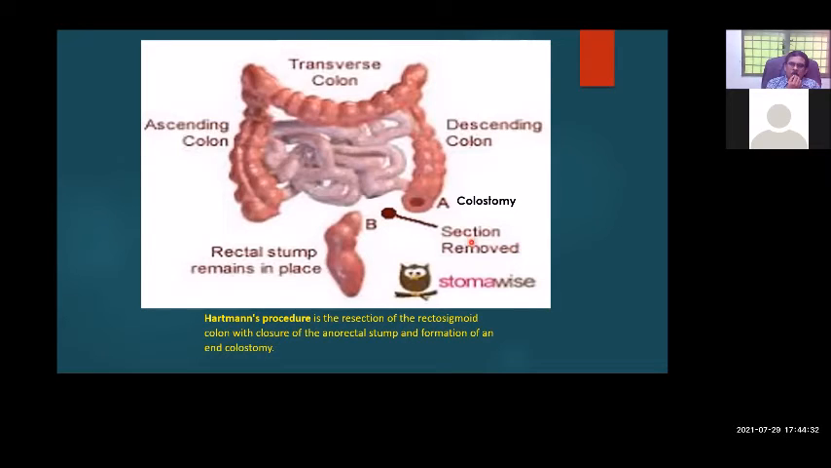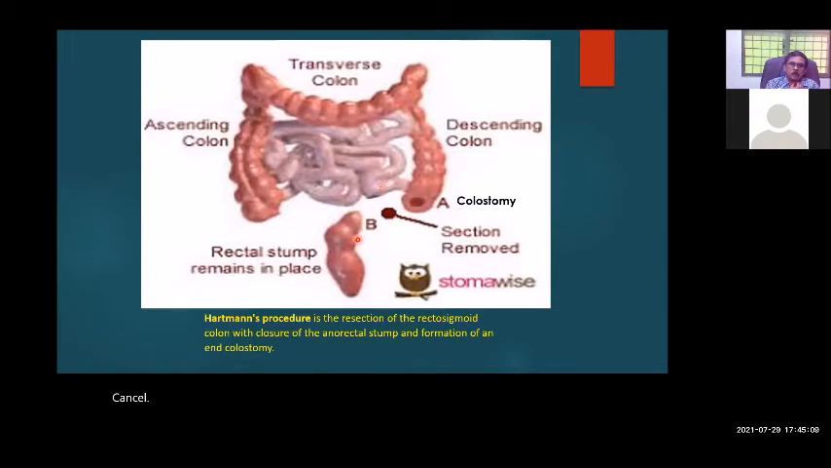After controlling the bleeding, you close up the anorectal stump, which is stump B here, the rectal stump, and leave it. And then the end A, which is the end of the descending colon, is brought out as a temporary end colostomy. So Hartmann's procedure is the resection of the rectosigmoid colon with closure of the anorectal stump and formation of an end colostomy by the descending colon.